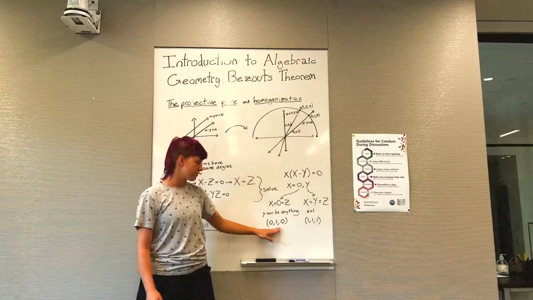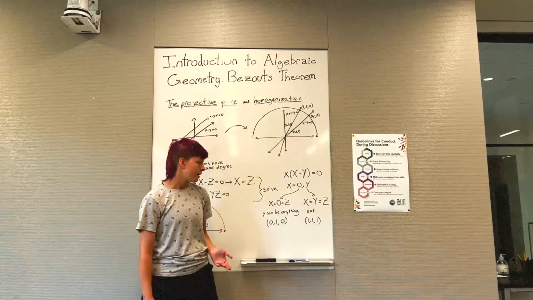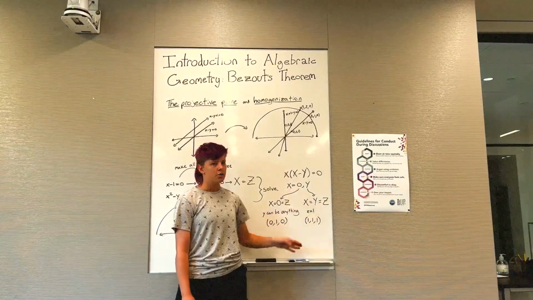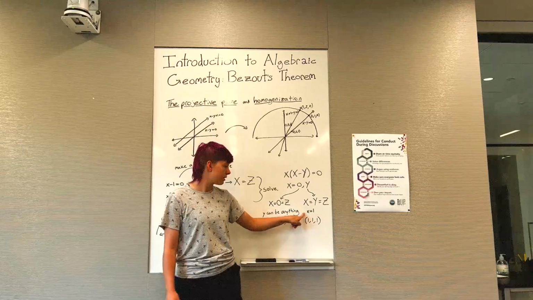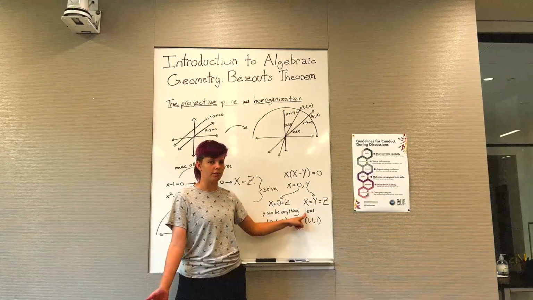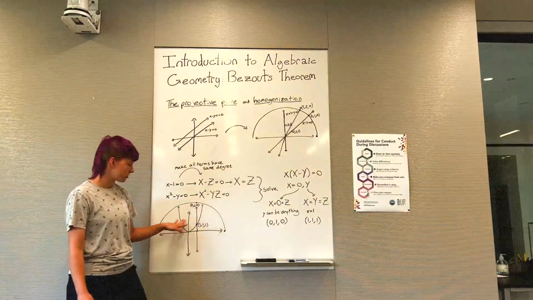So this gives us the point (0, 1, 0), which is the point at infinity for any vertical line. And then the other case where x equals y, we have x equals y equals z. We can dehomogenize, jump back into our normal space, and we have that x equals 1 from one of our original curve equations, and the point (1, 1, 1) is the other intersection point.